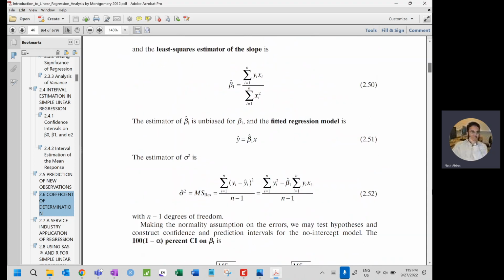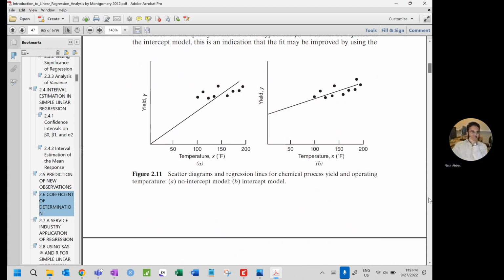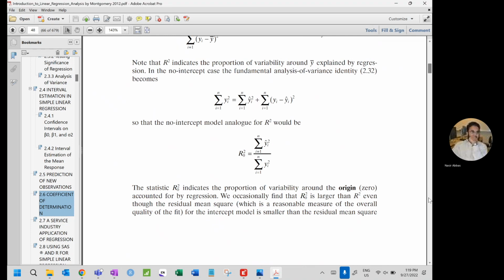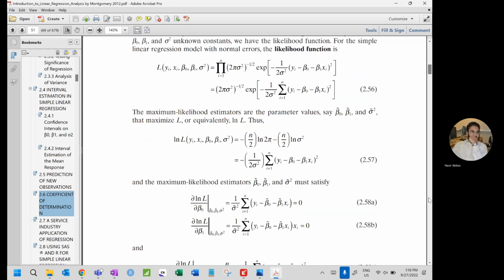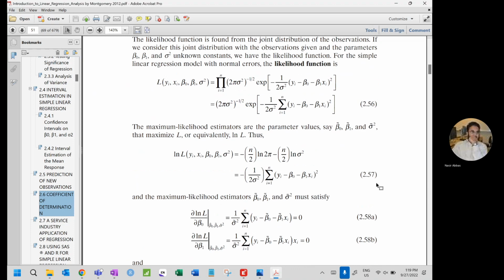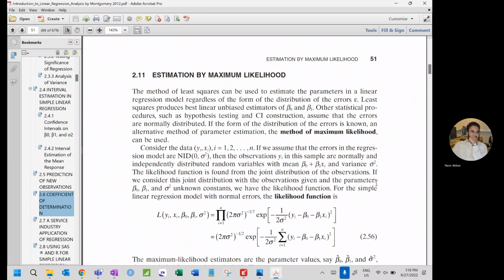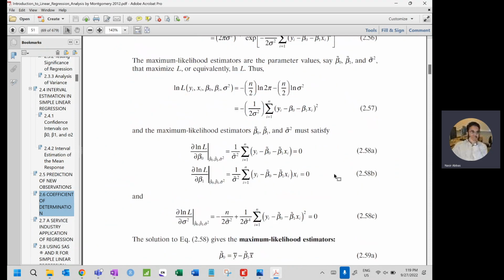Regression through origin is the one topic that is left. Let me leave that one to the end and I will discuss this 2.11.